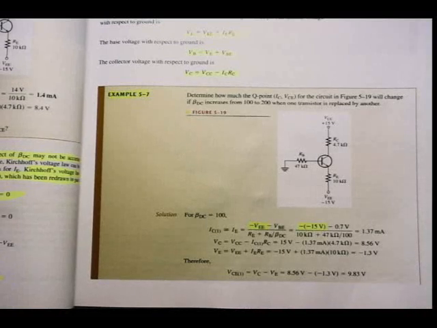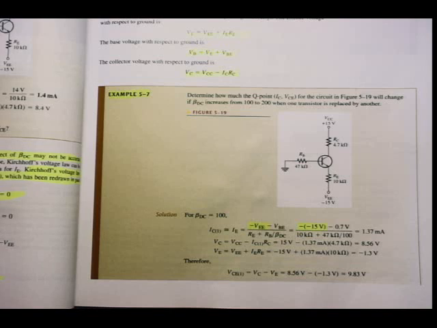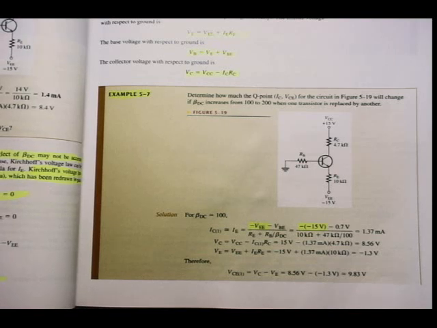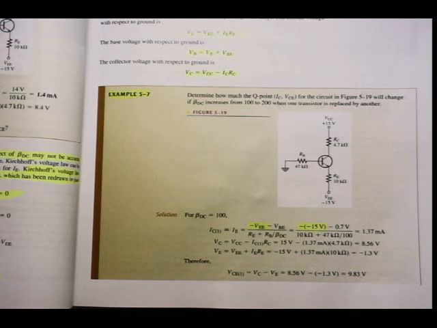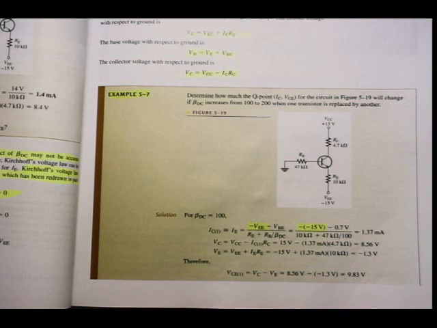Determine how much the Q point, IC and VCE, remember those are the parameters for the Q point, for the circuit in figure 5.19 will change if beta DC increases from 100 to 200 when one transistor is replaced with another. Remember, if you can recall from the previous chapter, that is something that the manufacturer cannot control. Even for the same type number, the betas will change. You should see that in the lab when you go and do the practicals.